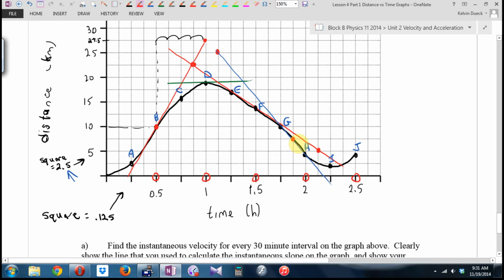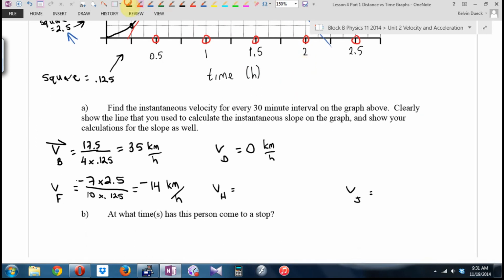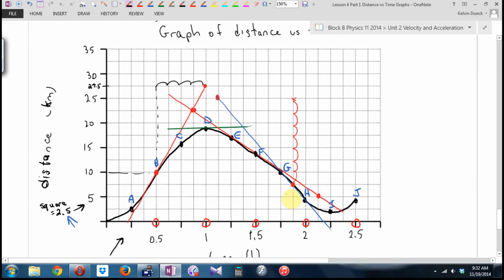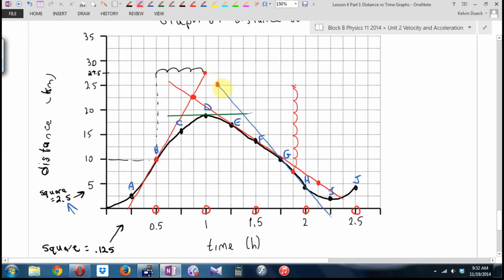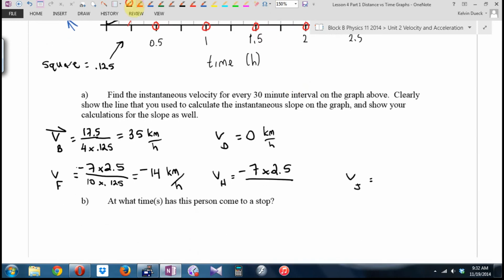Okay, I can do this. What's my rise? 1, 2, 3, 4, 5, 6, 7 squares. First of all, it's negative, downhill. 7 squares times 2.5, divided by, what's my run? 1, 2, 3, 4, 5, 6 squares times 0.125. This would be much easier if we were going up by ones, but suck it up. Sometimes the scale isn't going to be by ones.